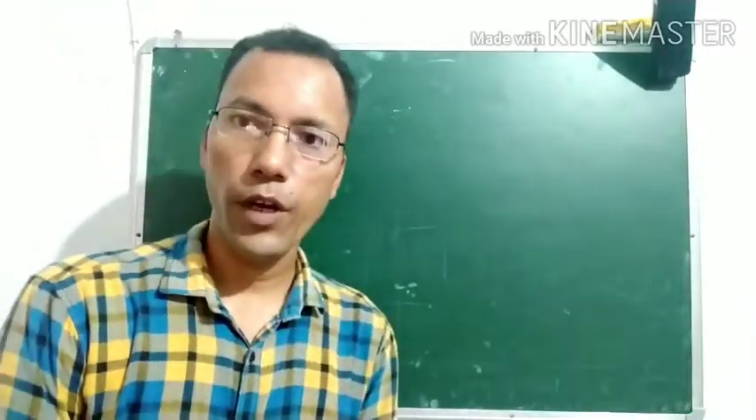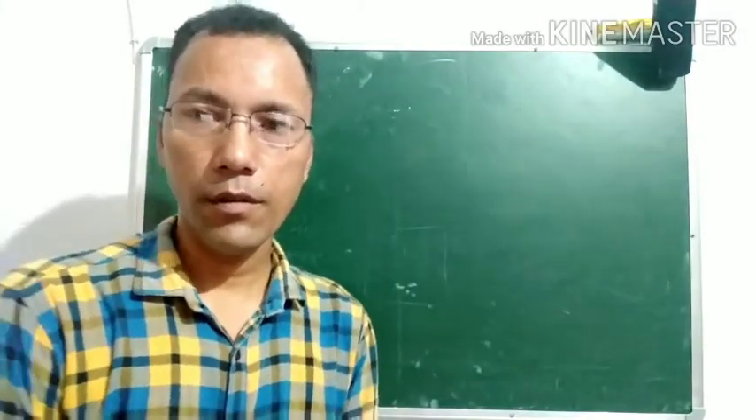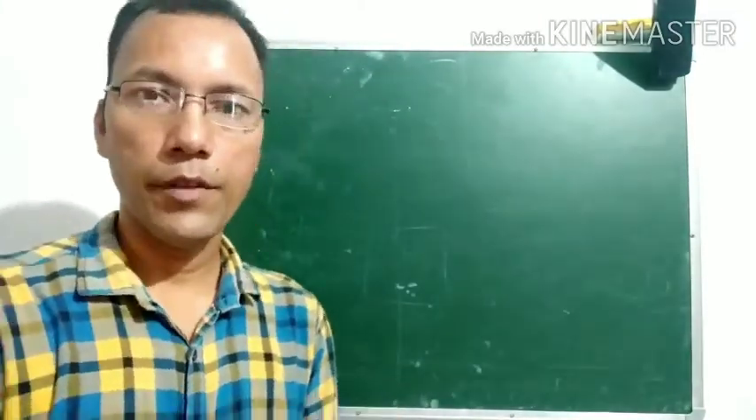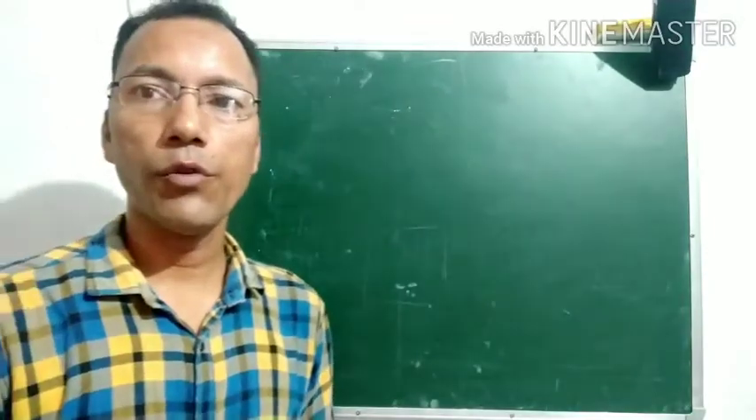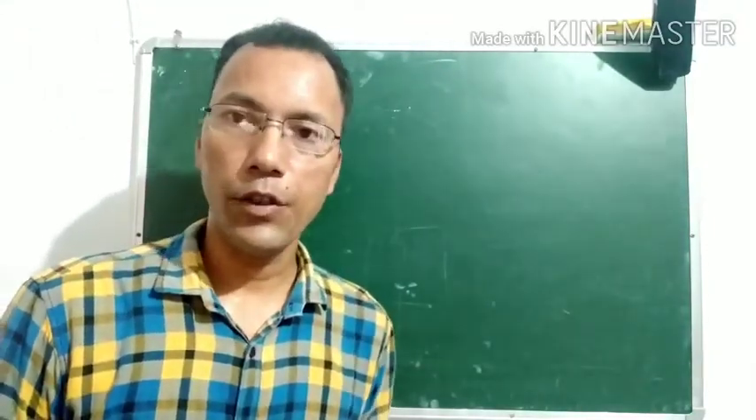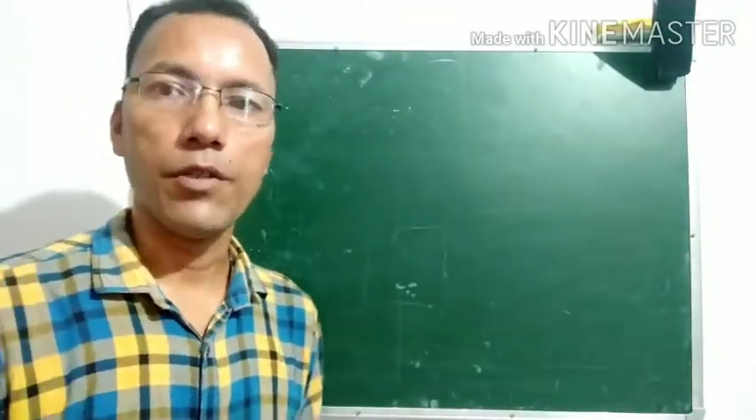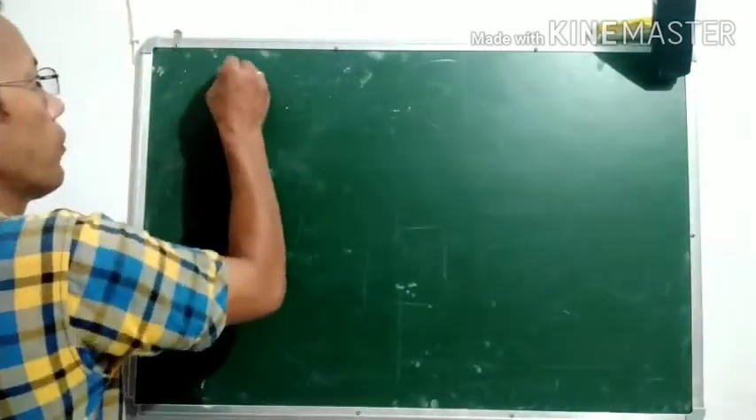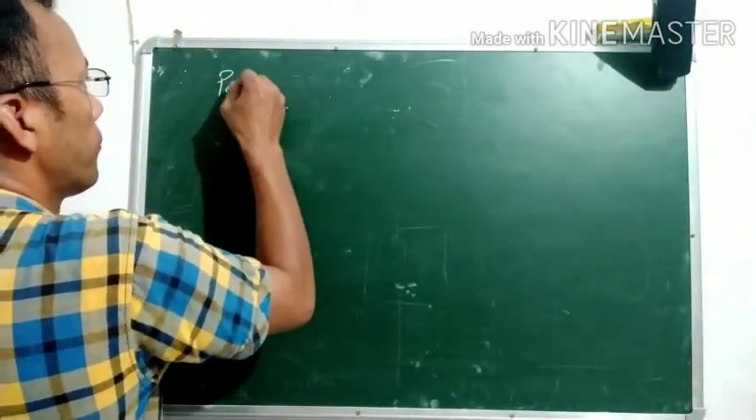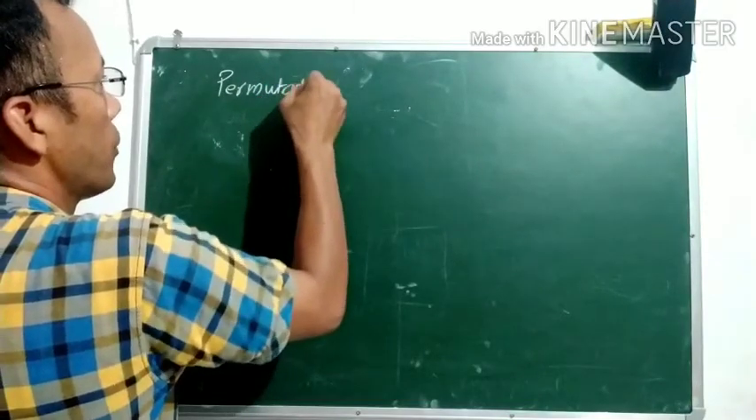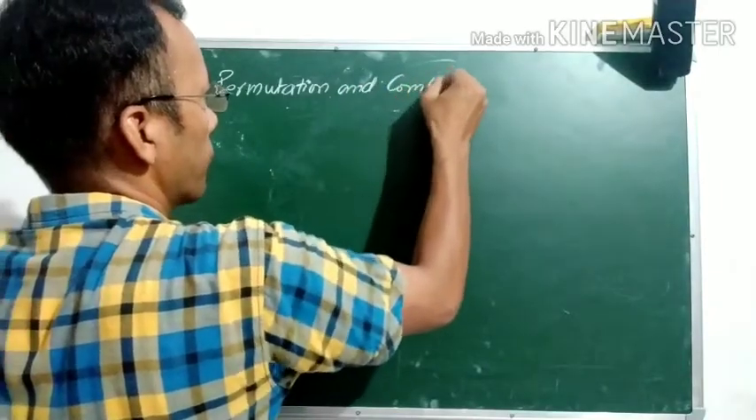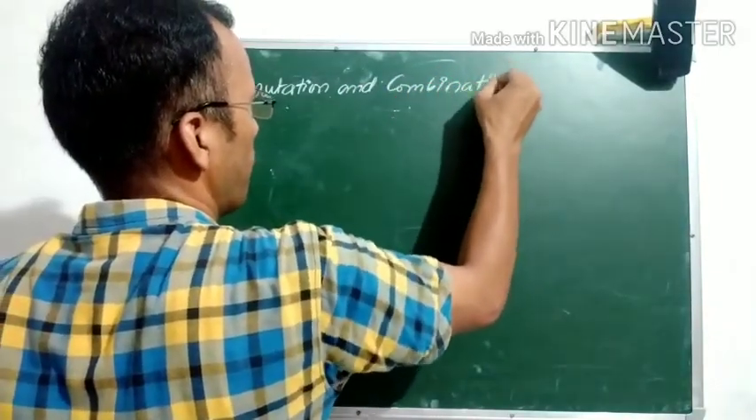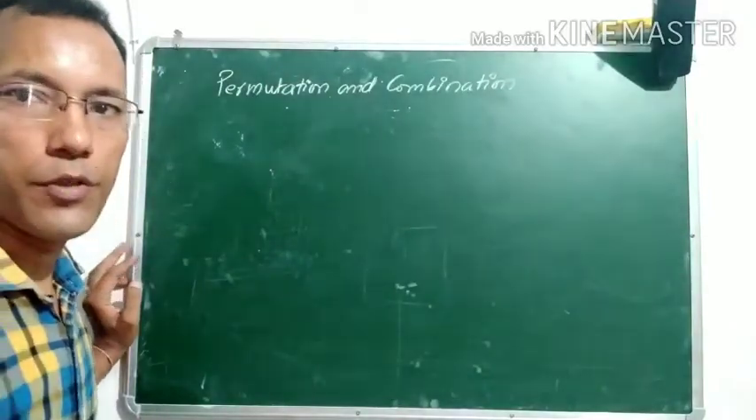In previous sessions we have discussed chapter 5 and chapter 2, which are relations and functions and complex numbers. Now we are going to discuss the new chapter, that is called permutation and combinations.